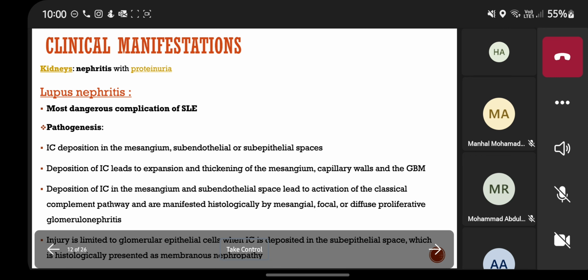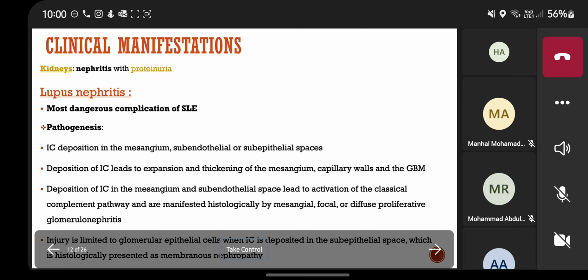Okay, in the kidney, we can see nephritis with proteinuria. The dangerous complication of SLE is lupus nephritis. The pathogenesis is immune complex deposition in the mesangium and subendothelial or subepithelial spaces. Deposition of immune complexes leads to expansion and thickening of the mesangium, capillary wall, and glomerular basement membrane. Deposition of immune complex in the mesangium and subendothelial space leads to activation of the classical complement pathway and is manifested histologically by mesangial, focal or diffuse proliferative glomerulonephritis.